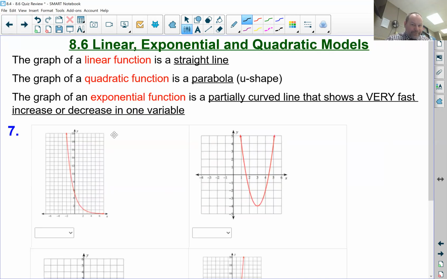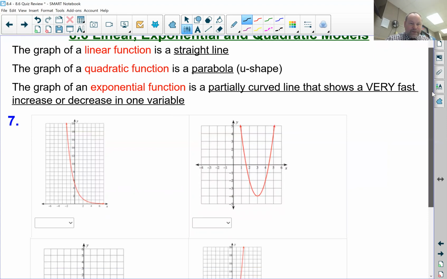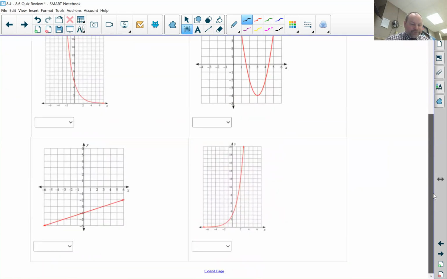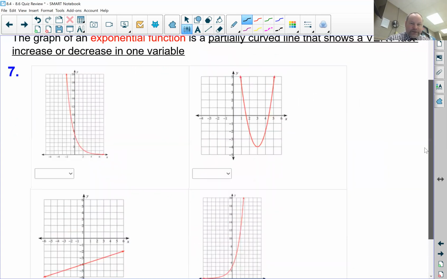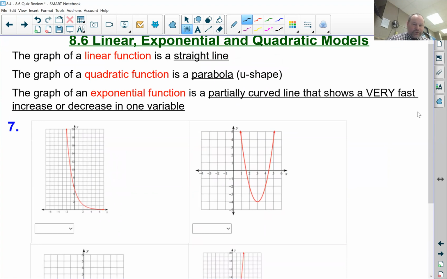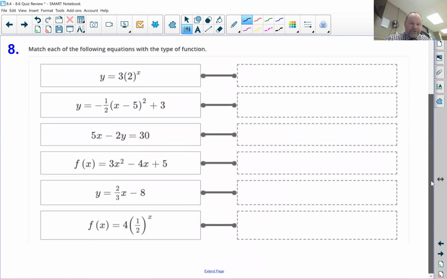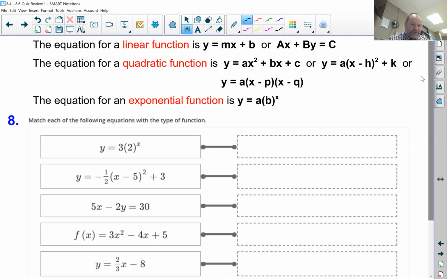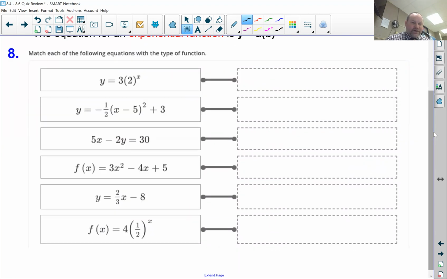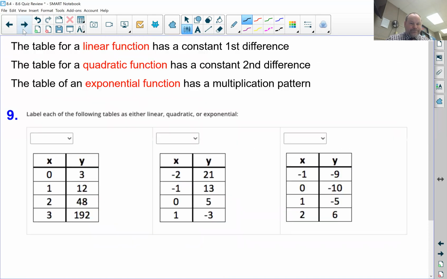And then there'll be just choosing which type of model. Again, drop-down menus. So you're just selecting either linear, quadratic, or exponential, matching the type of function with the name. Obviously, there are more than 3, so answers can be used more than once. And then telling what the table shows. Is it a linear function, quadratic function, or exponential function?